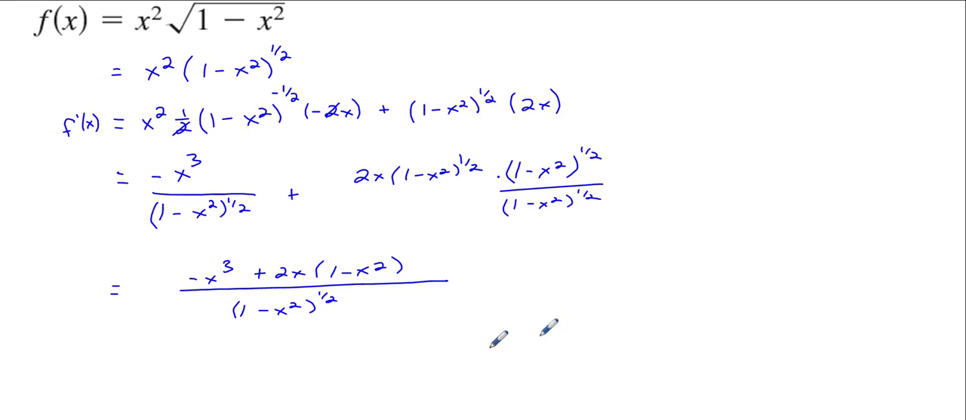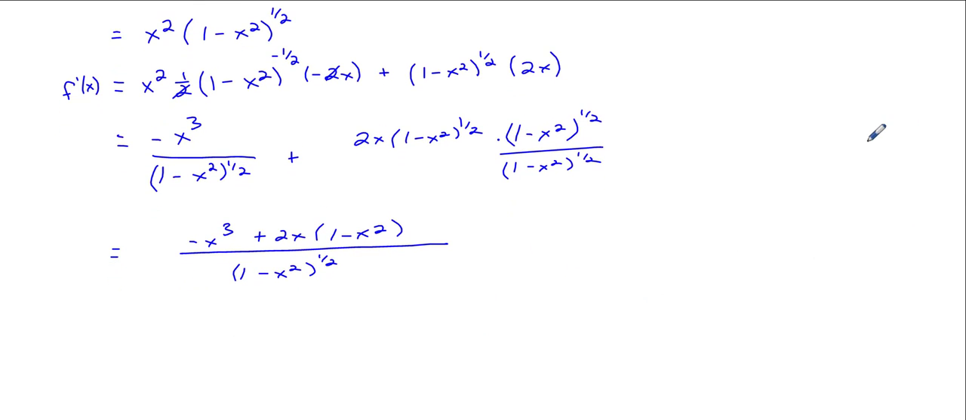Okay. I know I light you guys up about distributing. However, these are terms now. We should probably distribute this and combine like terms. If this was all products in the numerator, I would say leave it alone, right? But since we have terms, I definitely think we should distribute right here and then combine like terms. Let's do that. 2x minus 2x cubed all over 1 minus x squared to the 1/2 power.